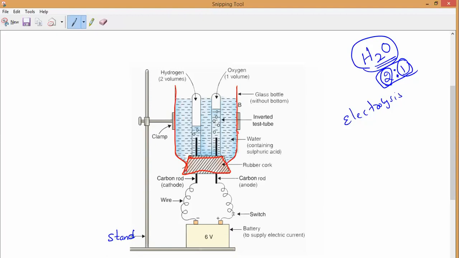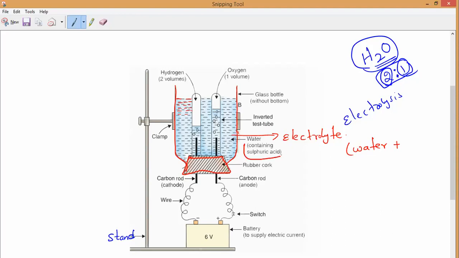Can you see the liquid here? Please respond, everybody. Yes, sir. Yes, that is what we used to call the electrolyte. What we used to call? Electrolyte. In this experiment, we are using water as the electrolyte, but water is a poor conductor of electricity. So that is why I am adding something.